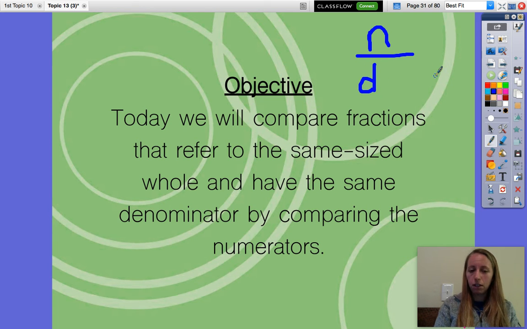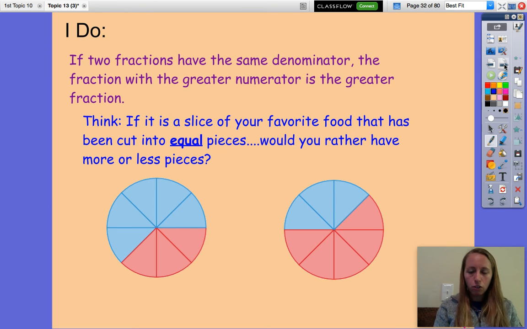So today we're going to be looking at two fractions that have the same denominator, and we will look at the numerator in order to compare them. So if two fractions have the same denominator, the fraction with the greater numerator is the greater fraction. Okay, let's look at these two fractions.